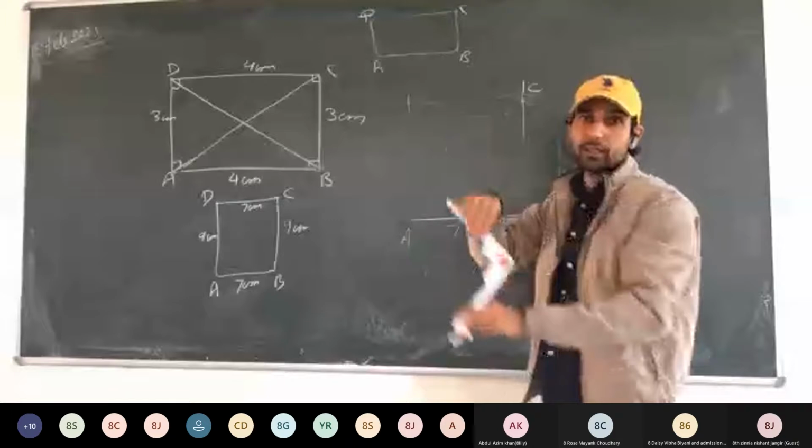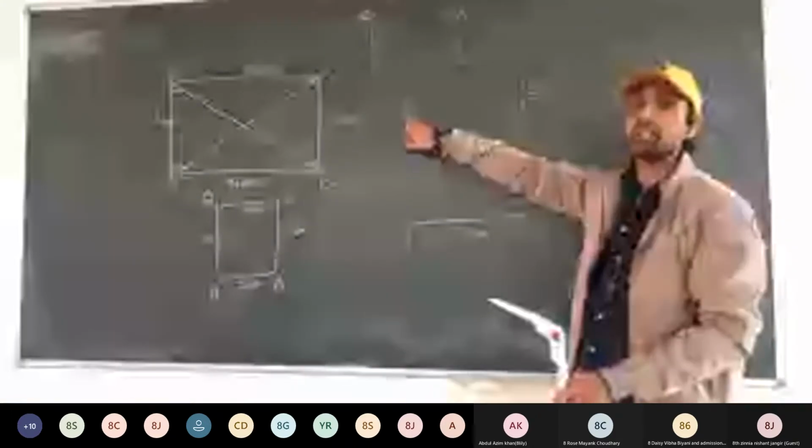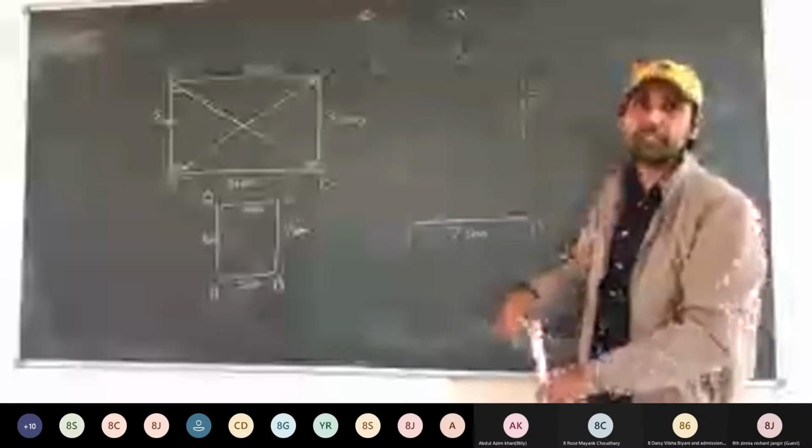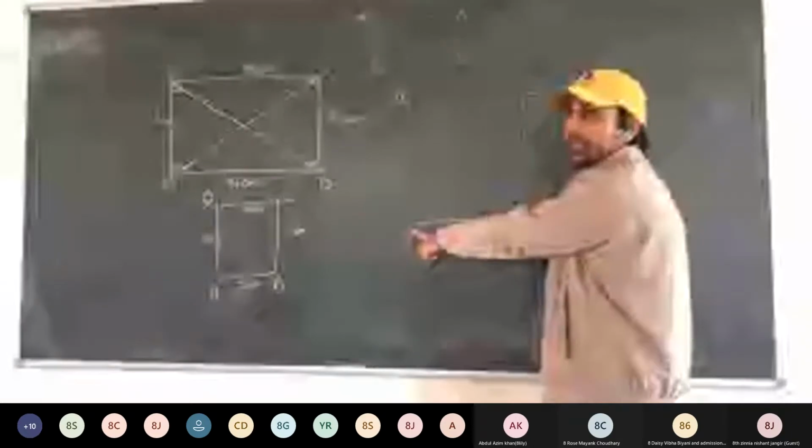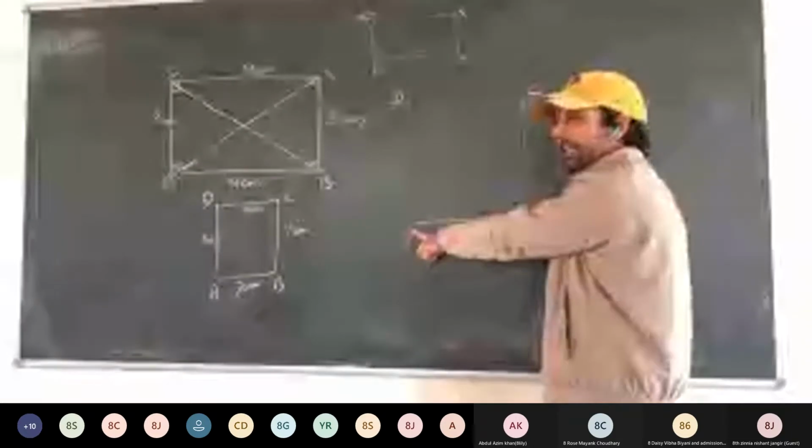And make an arc. So wherever these two arcs cut each other, that will be our D point. So how far is it from A? 9 centimeters. How far from C? 7 centimeters. Now just join them with a scale.